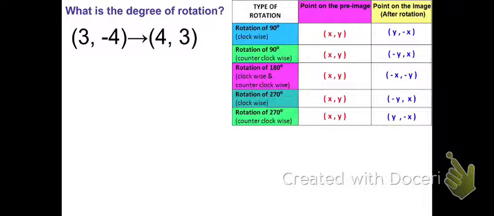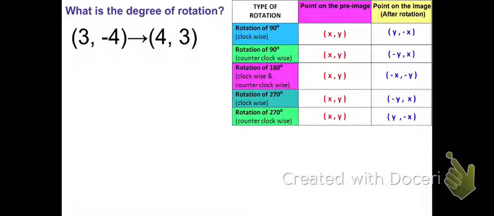Let's say you're given a graph that has an original image and a rotated image, and you're asked, what is the degree of rotation? What you want to do is pick some of the key points on your original image, those corners, those vertices, and come up with the coordinates of those corners. Then you want to find the corresponding points on your rotated image and the coordinates of those, and then compare them and see which of these rules was applied.